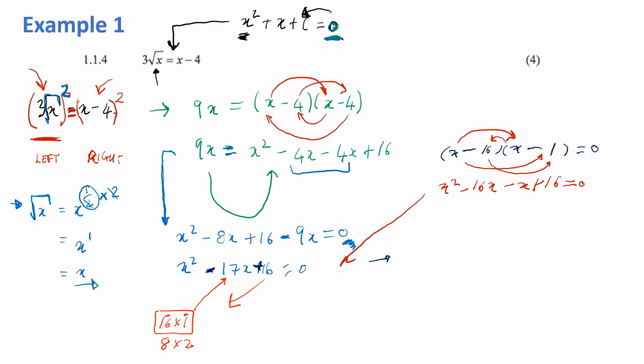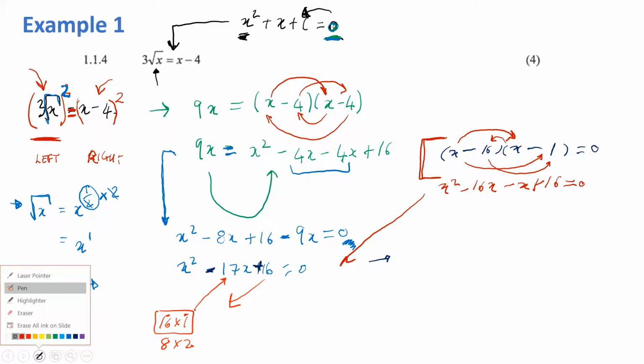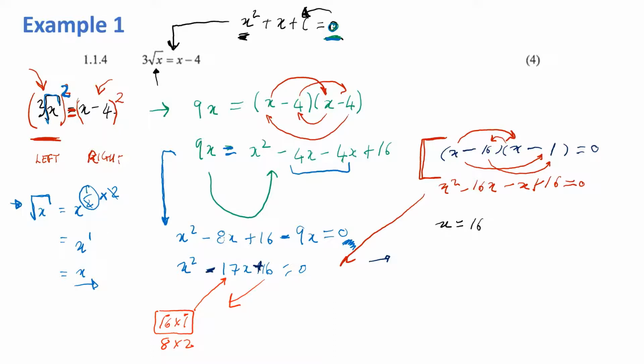So I know this factorization is correct. And on the last step, I just have to write the solution. So we have x equals 16 or x equals 1. That's the solution. Okay, that's that. I hope that's clear.